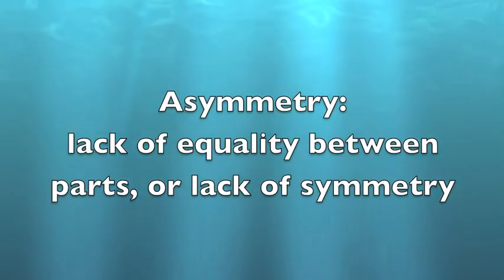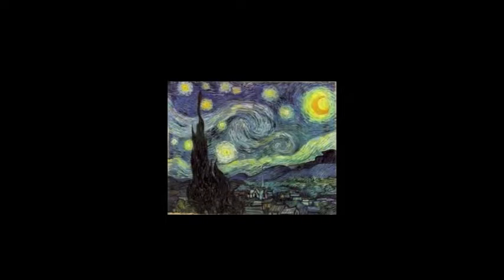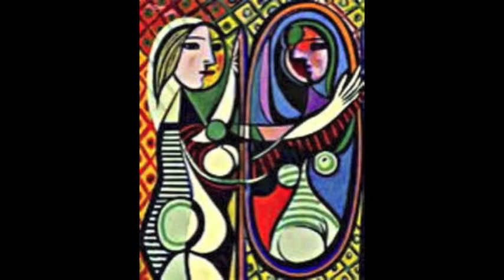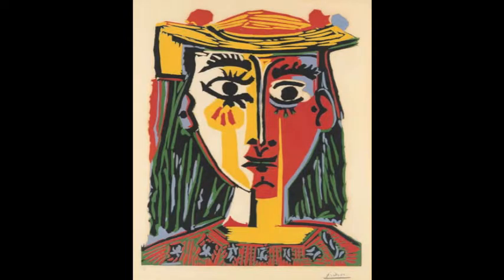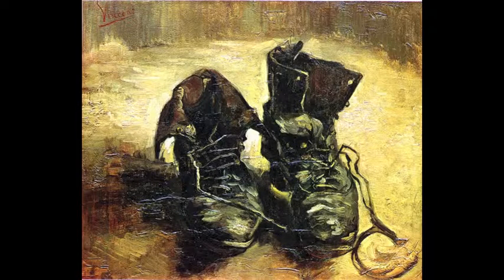Now let's talk about asymmetry, which is a lack of equality between parts or lack of symmetry. Since this is the opposite of symmetry, there is no axis or line which will divide the object into equal parts, like in this painting by Van Gogh. However, there is often still visual balance without the halves being equal, like this Picasso work. Famous artists like Picasso and Van Gogh often use this technique in their works.